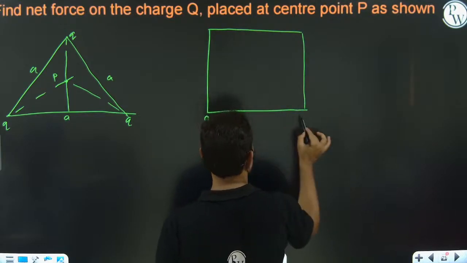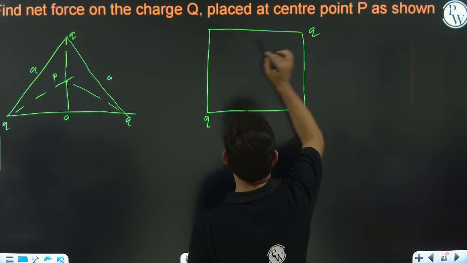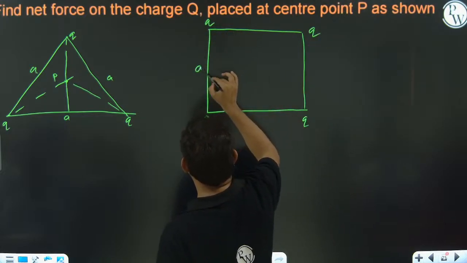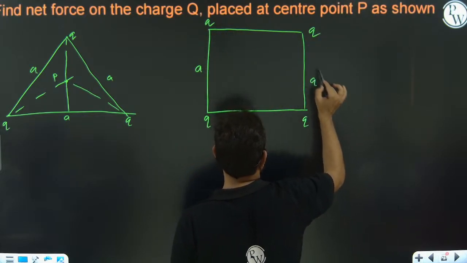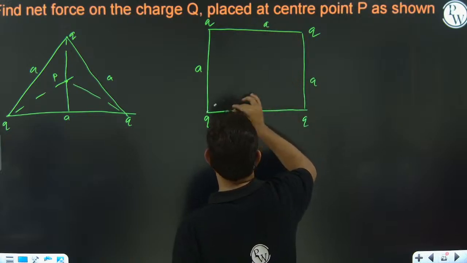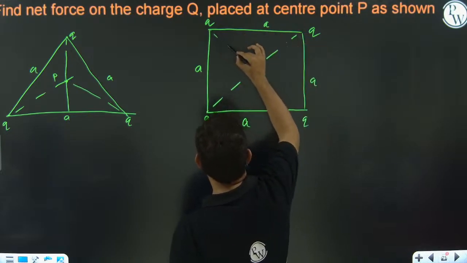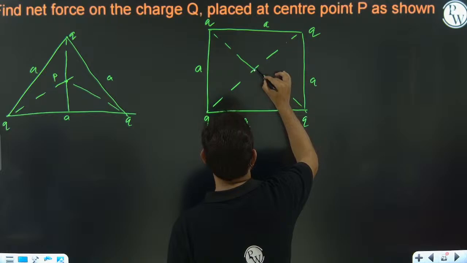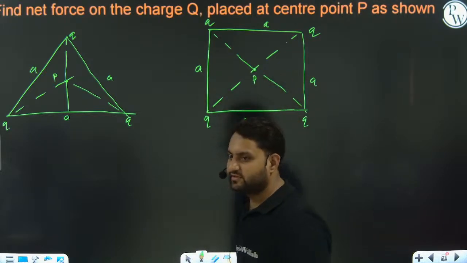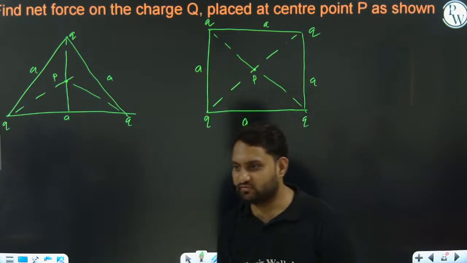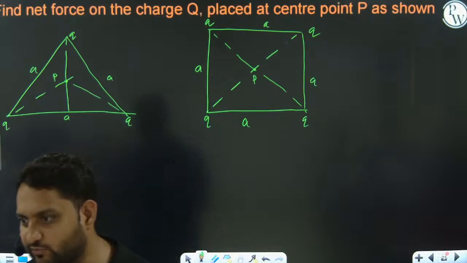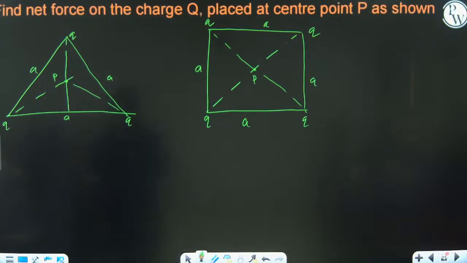Q, Q, Q, each side is A, A, A. This is the center P, with a charge here. You can easily tell that the net force is 0. Why? All forces will be balanced. Forces are equal in all directions and they will be balanced. Okay, but you will do this in homework.